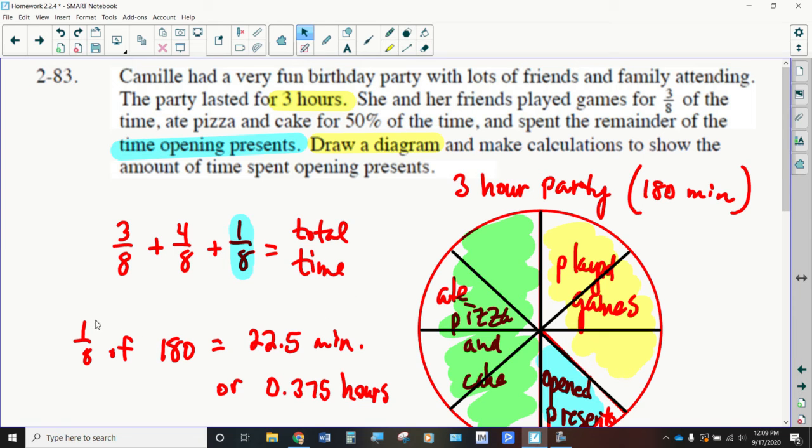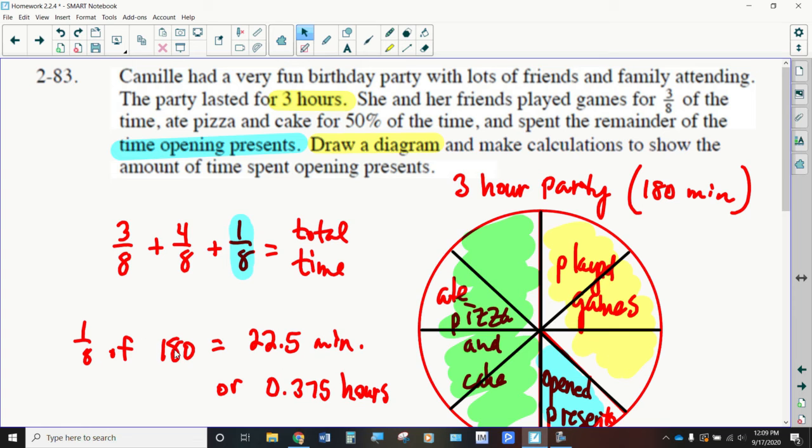Or you could just take 1/8 of 3, which would be 3/8, and 3/8 in decimal form is 375 thousandths. But I don't want to, I mean, who knows what that is for hours? It's just easier to convert it to minutes, right? Everyone knows what 22.5 minutes is, but not everybody would know how much of an hour that is.